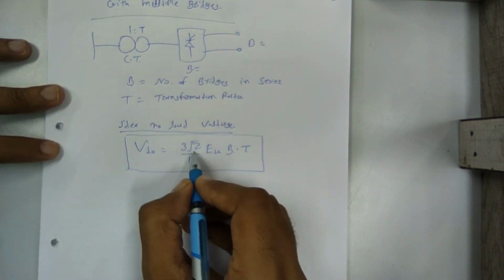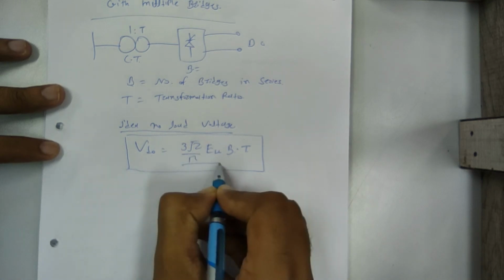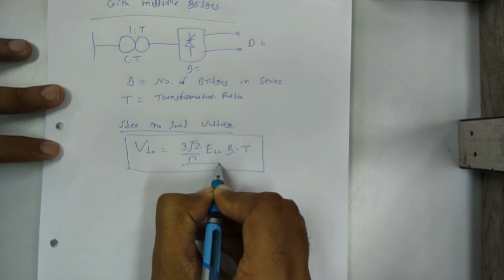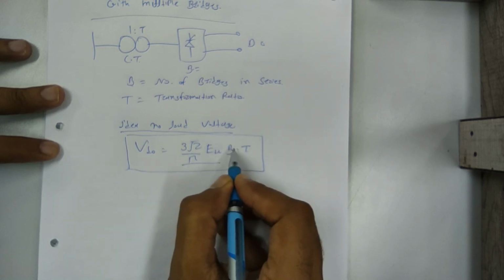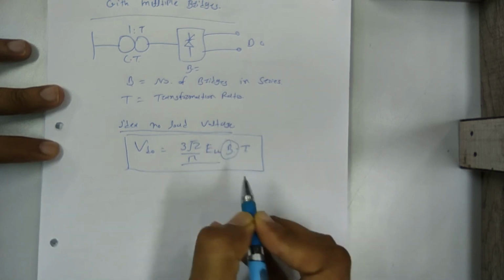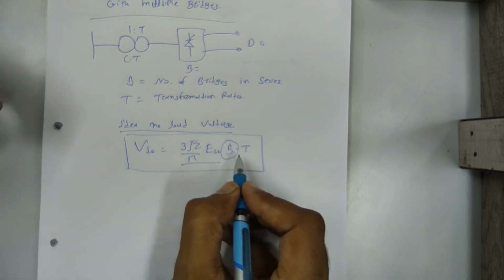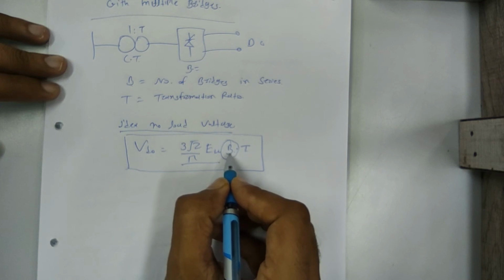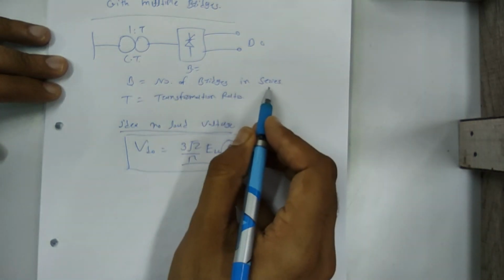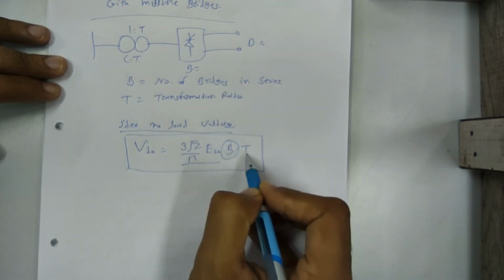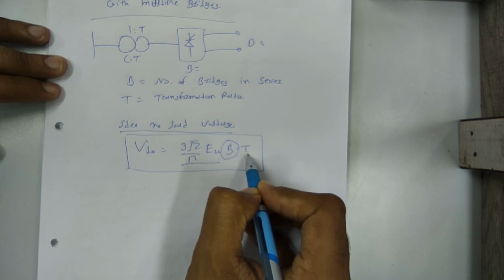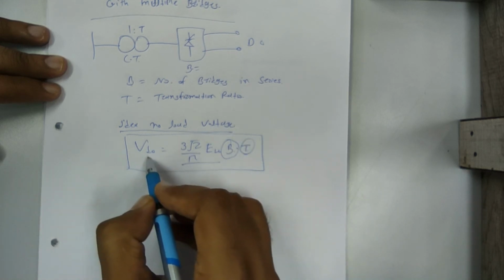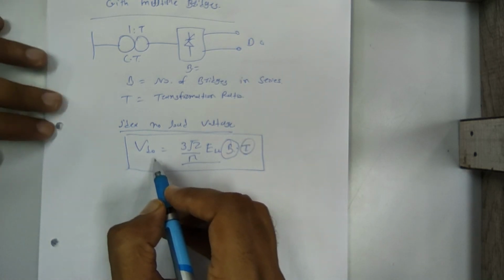VD0 is 3 root 2 ELL by pi, that we have already derived, that is for a 6 pulse converter. But here a number of bridges are connected in series. How many? That is B. B may be 2, 3, 4, 6 like this. If it is a 12 pulse converter, then the number of bridges connected in series is 2. So B is 2, and multiply with the transformation ratio T. So that gives the ideal no load voltage.